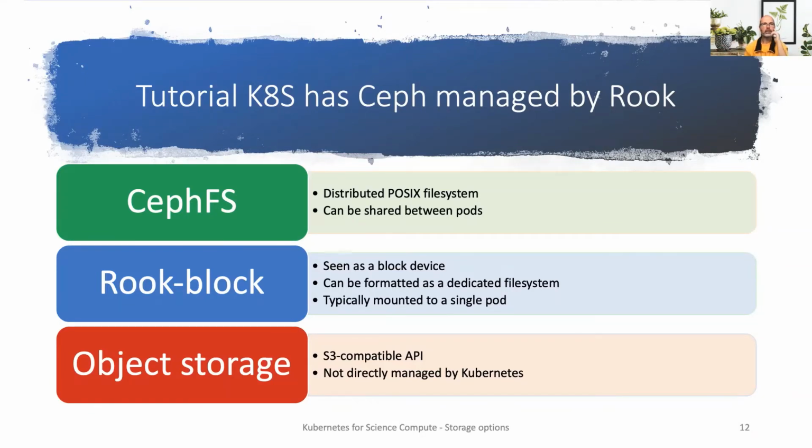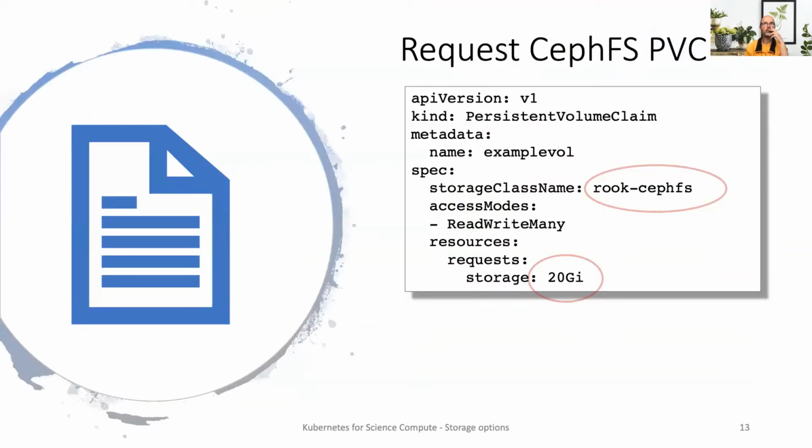And finally, Ceph also has an S3 compatible API, essentially object storage. It's not managed directly by Kubernetes, but it is there if you want to use it to explicitly move data in and out. As you know, object storage is great if you have lots and lots of objects to move around. But we will mostly stick with CephFS, which is the distributed file system.